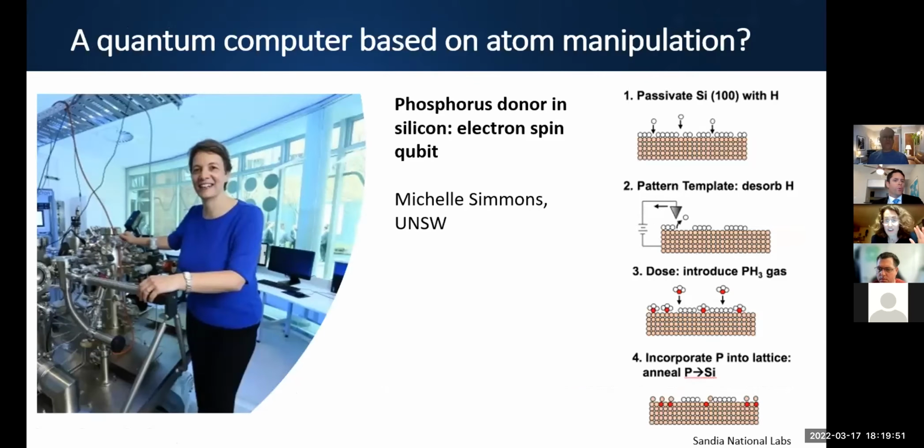And then one more outlook that we can't miss out on in this group is, can we actually build a quantum computer based on atom manipulation? And the great group that focuses on this is the group at the University of New South Wales in Australia, I'm sorry, of Michelle Simmons, where they use phosphorus donors in silicon as electron spin qubits.